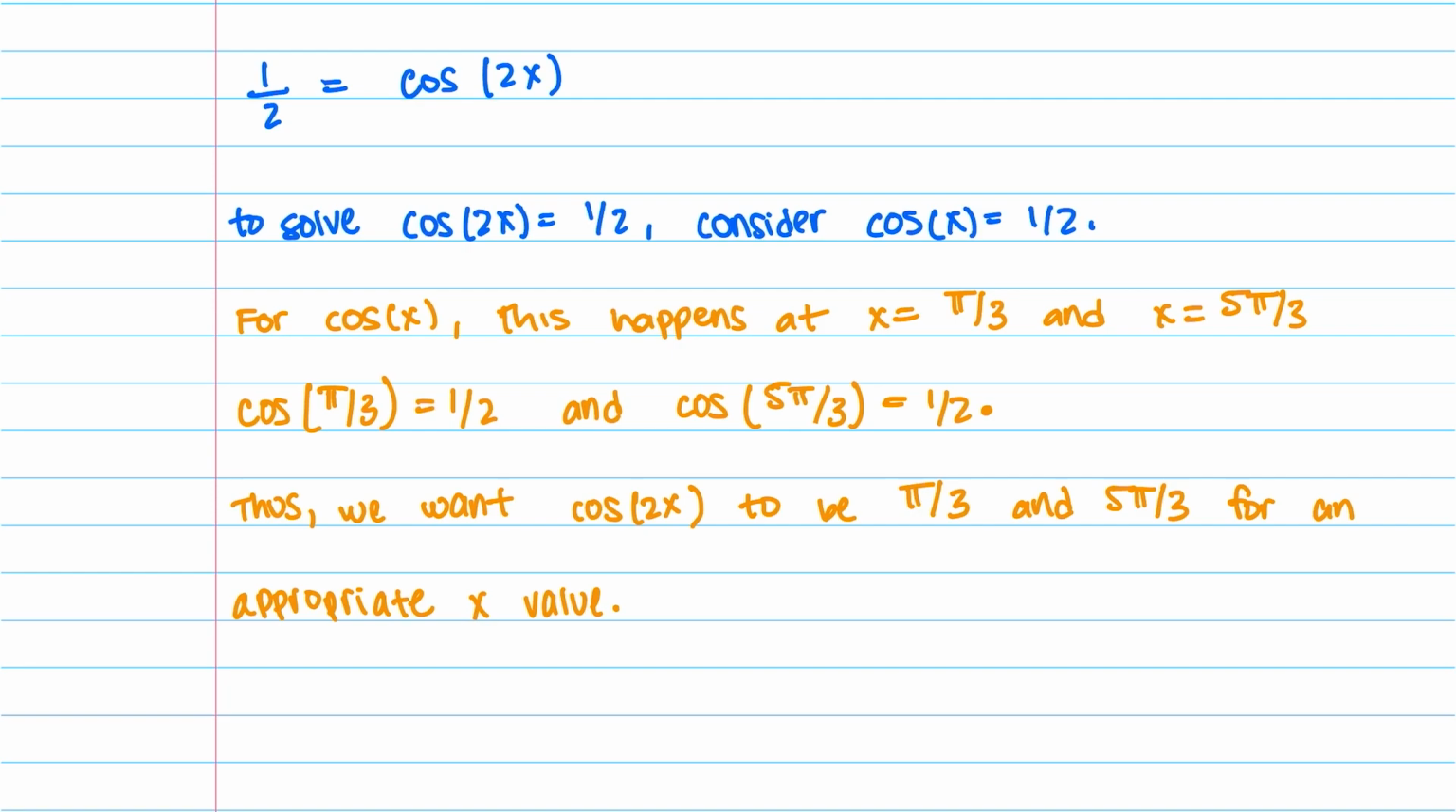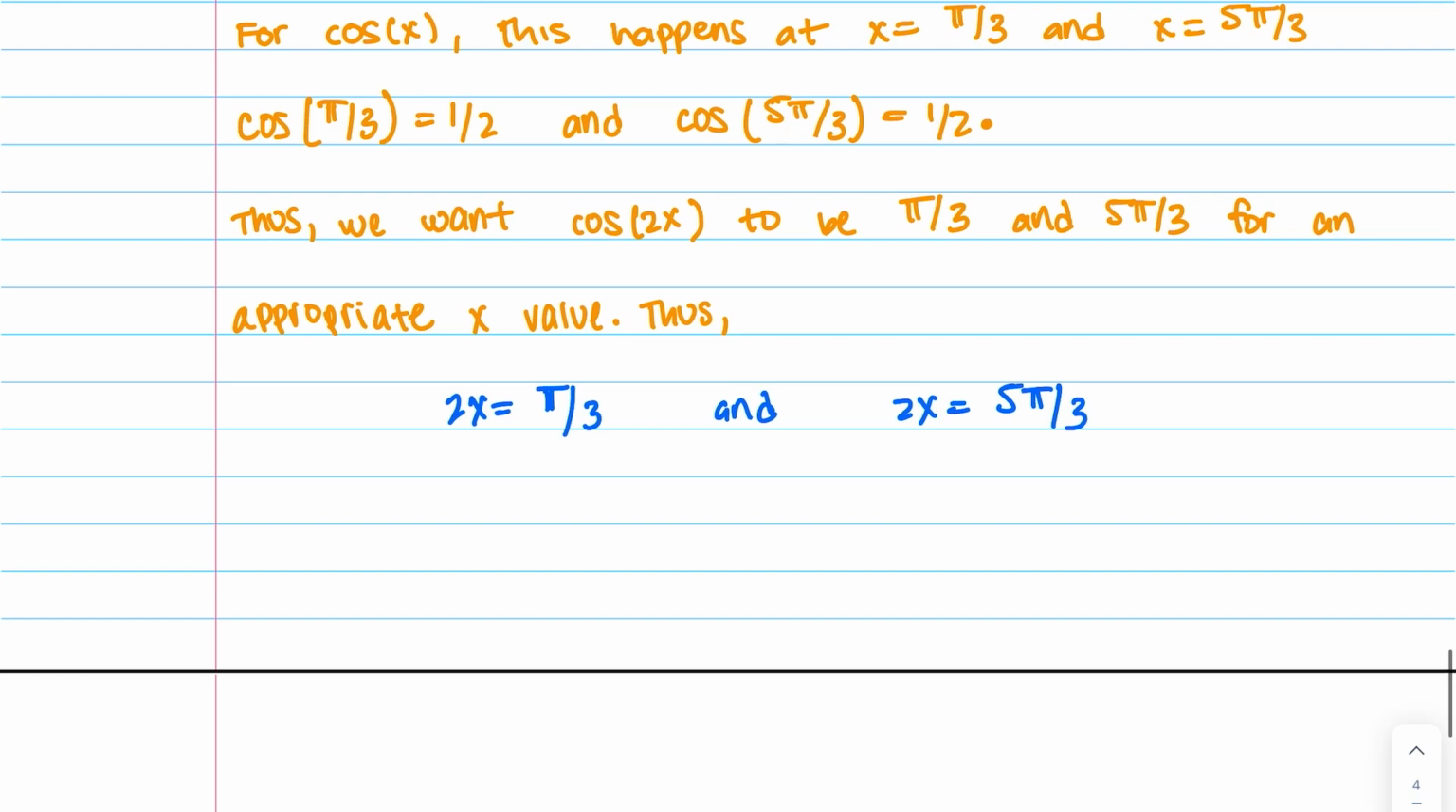And so since we want 2x to be pi over 3 and 5 pi over 3, we can write the following equations. 2x is equal to pi over 3 and 2x is equal to 5 pi over 3. Now, let's start solving our first equation. 2x is equal to pi over 3. So to solve for x in this situation, all we have to do is get rid of the 2, which we can do by multiplying by 1/2 on both sides.